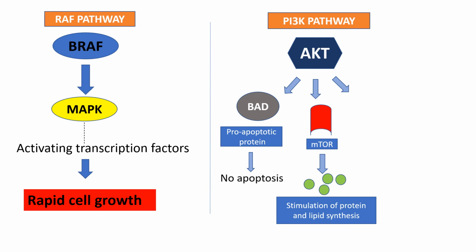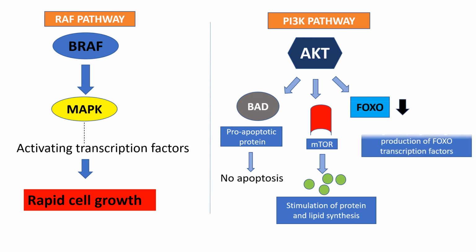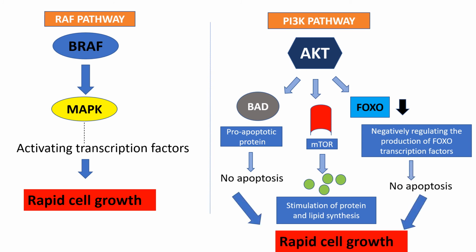The third function is that it negatively regulates, or decreases, the production of FOXO transcription factors. These FOXO transcription factors help in turning on the genes which promote apoptosis. As this is negatively regulated, no apoptosis takes place. These three functions finally lead to rapid cell growth. A point to note is that this PI3K pathway is negatively regulated by a protein called PTEN. This PTEN is a tumor suppressor gene protein.